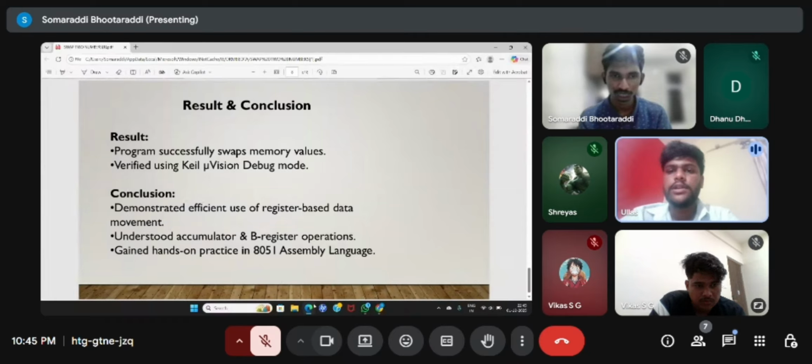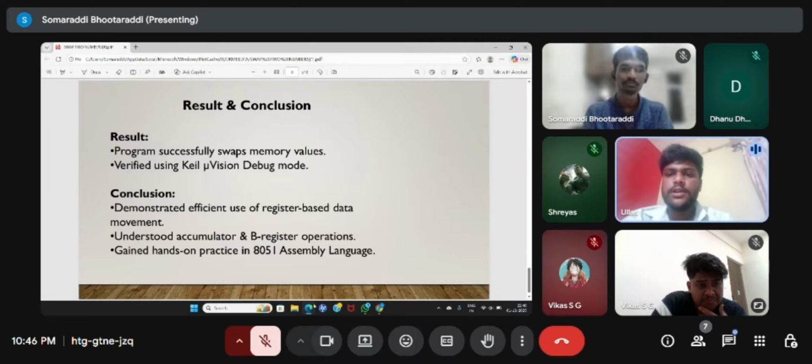The second point is understanding accumulator and B register operations. That means you learned how the 8051 registers A and B work. You also understand how they help in arithmetic and data transfer.